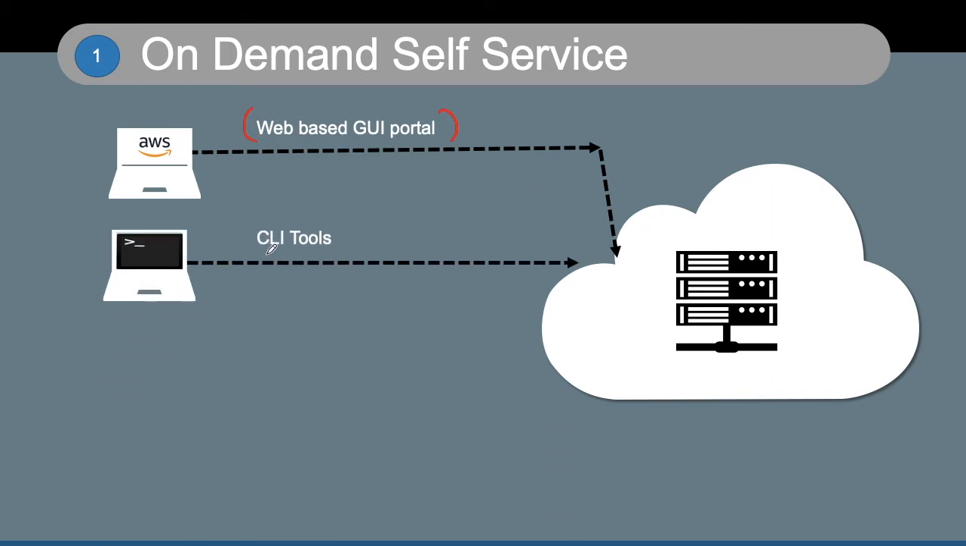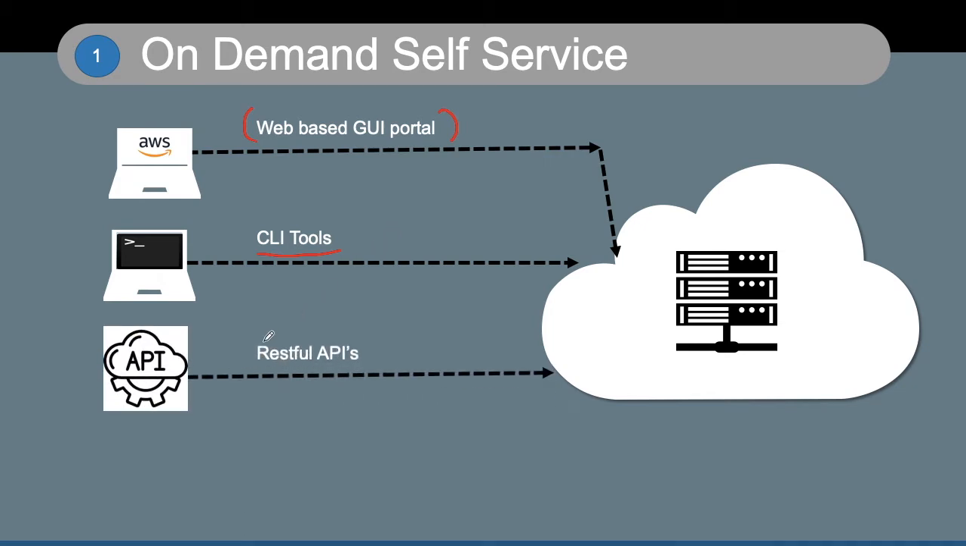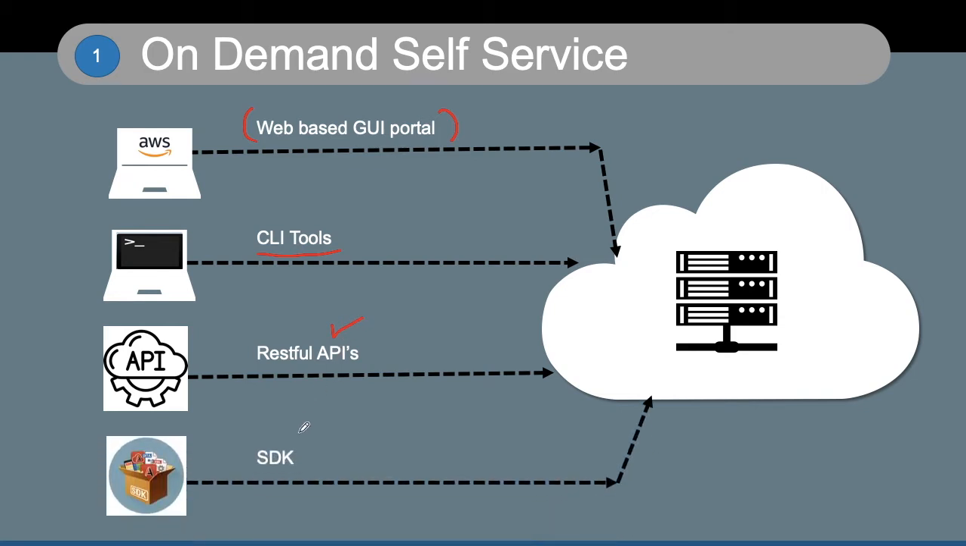You can also do it using CLI tools, which is the command line interface. You can also do it with RESTful APIs, and you can also do it using a software development kit. So there are various ways you can configure these resources: with the GUI, with the CLI, with APIs as well as software development kits.